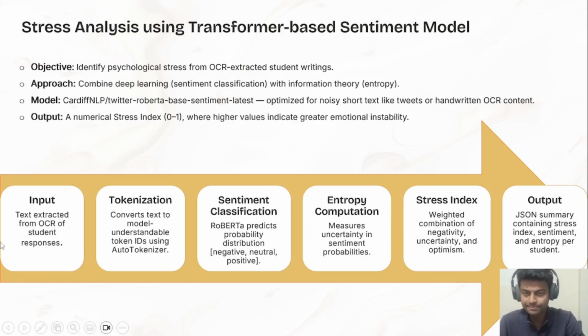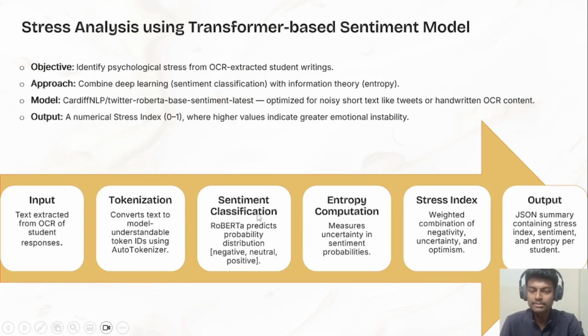So the diagram is as follows. The input text extracted from the OCR of the student response will be the input for this pipeline, and then we will be tokenizing our text. Why is tokenization important? Because computers only understand IDs, numerical values, not the text. So we have to tokenize it using the AutoTokenizer. We are using AutoTokenizer as we don't need to change the entire code, we just have to change the model name. It will be the same, that's why.